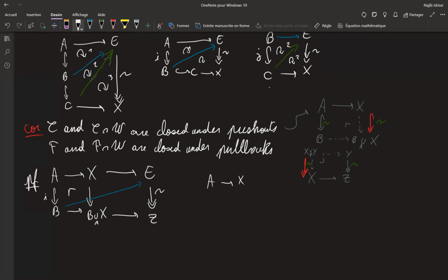You have A goes to X, goes to B, goes to the pushout. And you have E here. Here you have this map. And here you have this lift. And by the universal property of pushout, there exists a unique map which makes everything commute, which maybe I can draw in red. And this map in red is the lift that you wanted. All right? So is this okay for everyone?